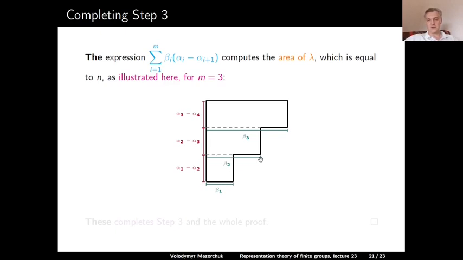Next we have beta 2. This is the side of this rectangle. And then we have alpha 2 minus alpha 3. This is the length of this side of this rectangle. So beta 2 times alpha 2 minus alpha 3 will give us the area of this rectangle. And so on. When we add up the areas of all these rectangles, we will get exactly the area of lambda, which is equal to n. And this completes both step 3 and the whole proof of the hook formula.